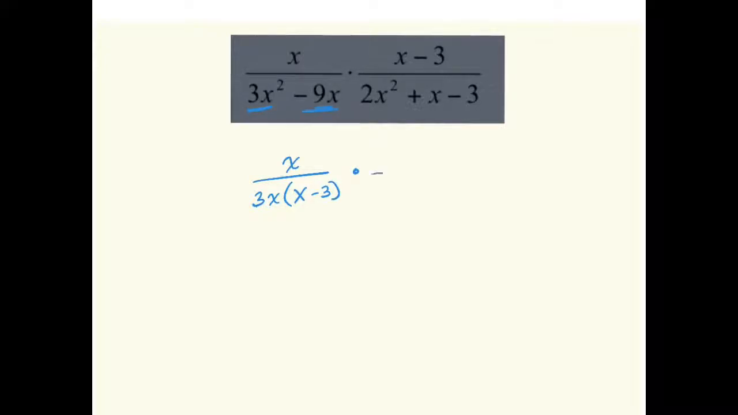And let's factor the next side. Again, in the numerator, we don't have anything factorable there. But in this denominator, we can factor that out. If you use a box method, that is fine. But you're still going to factor it out.